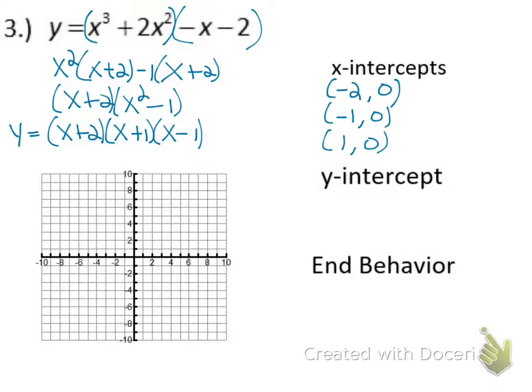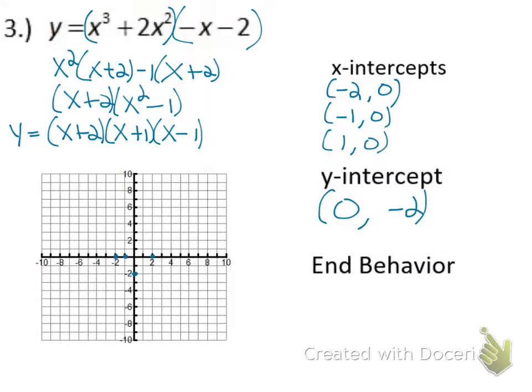In order to find the y-intercept, I recommend going back to the original problem. Remember, in order to find the y-intercept, we want to plug 0 in for what we don't want, in this case, for x. When we plug in 0 for all these terms, we're simply left with the -2. So our y-intercept is (0, -2).